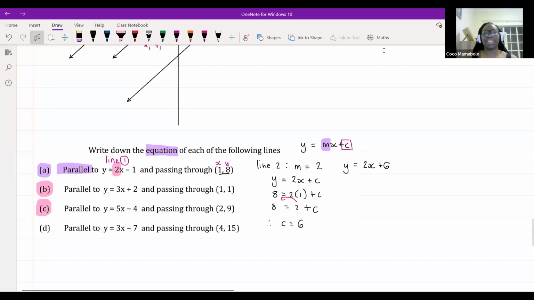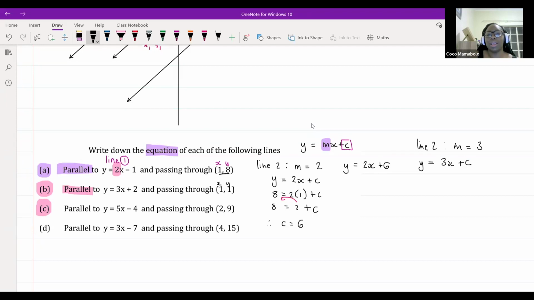All right, let's have a chat about these questions real quick. Okay, let's look at B. So we are told that we are looking for the equation of the line that is parallel to y is equal to 3x plus 2 and passing through the point 1, 1. So I can already say that this is my x and my y value. And I know that because the two lines are parallel, line 2 already has a gradient of 3. Right, so I've already got y is equal to 3x plus c.